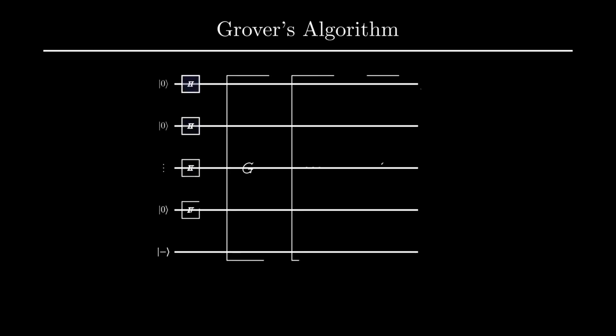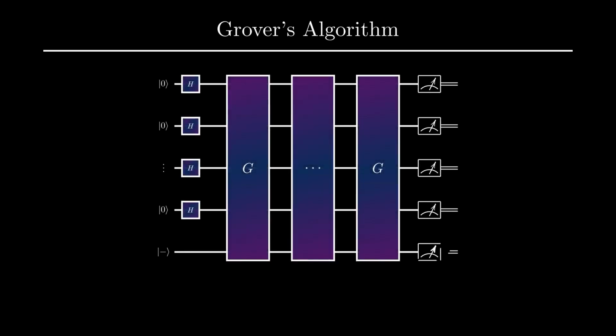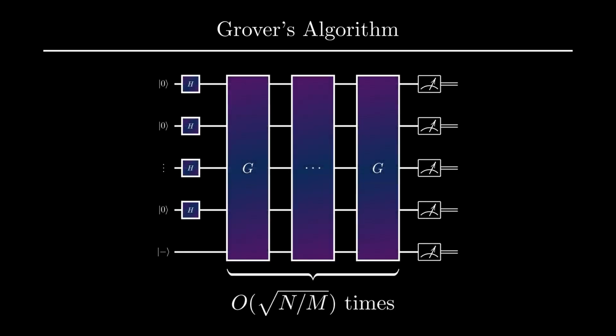Altogether, we then have the following quantum circuit for Grover's algorithm. As you can see, once we define G, it's very simple. Just apply G over and over until we are close enough to the perfect superposition of marked states to measure a marked output with high probability. Here's the algorithm written in full.